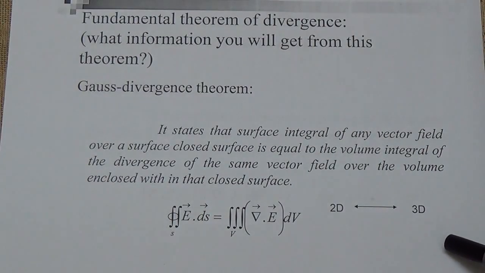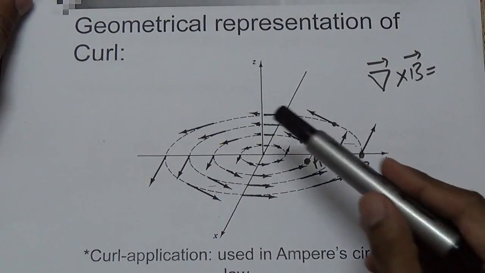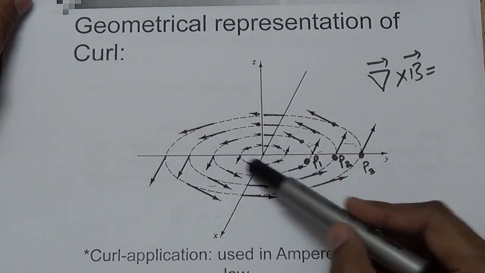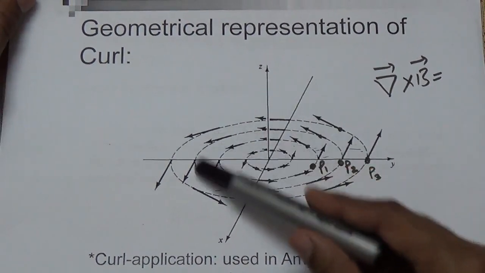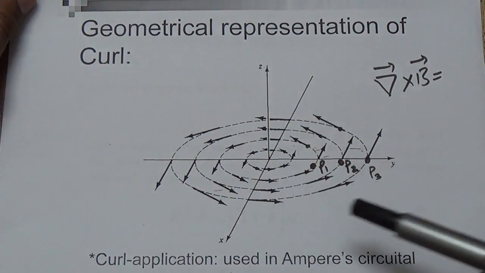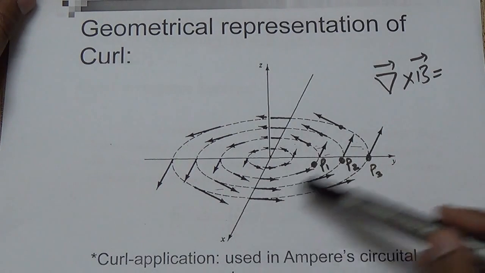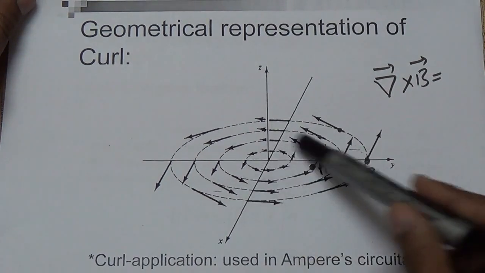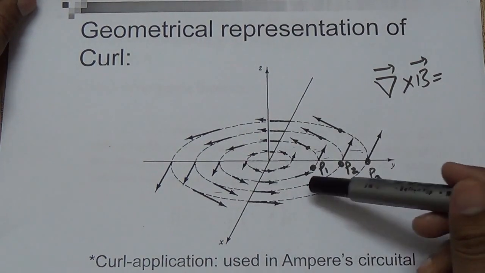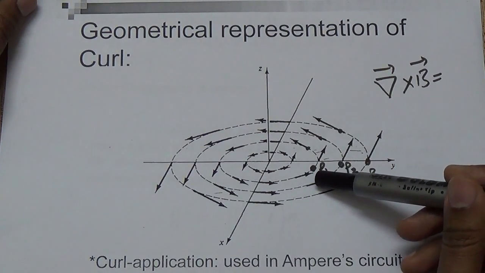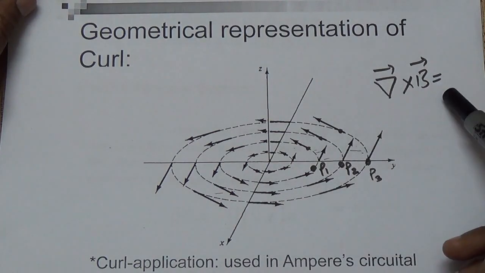And in the third one we have seen the geometrical picture of the curl. Here we have considered that this is the magnetic field which is rotating in this plane. This is the x axis and this one is the y axis. In the xy plane the field is rotating, so we have to find out the rate of the rotation, the magnitude as well as the direction. We can find this out with the help of curl.